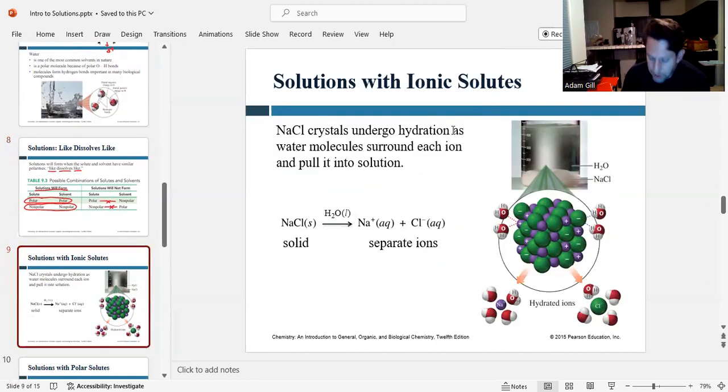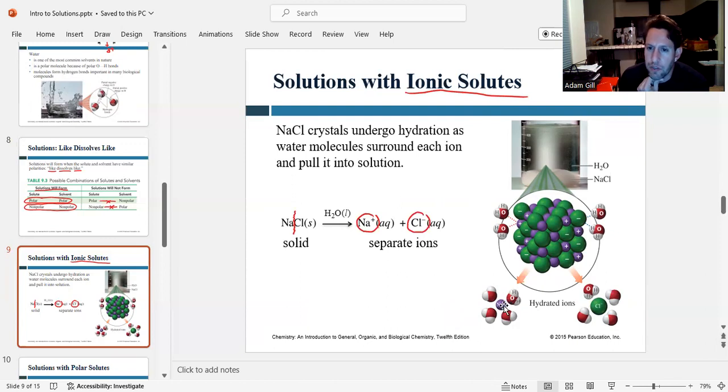First one we're going to look at is solutions with ionic solutes. So in this example here, we're looking at sodium chloride, table salt. Sodium chloride is a solid where you have positively charged sodium ions and negatively charged chloride ions. And when you dissolve salt, those ions actually split apart from each other, and you have the sodium by itself and the chloride by itself. And the reason they're able to separate is because the water molecules stabilize them or hydrate them.